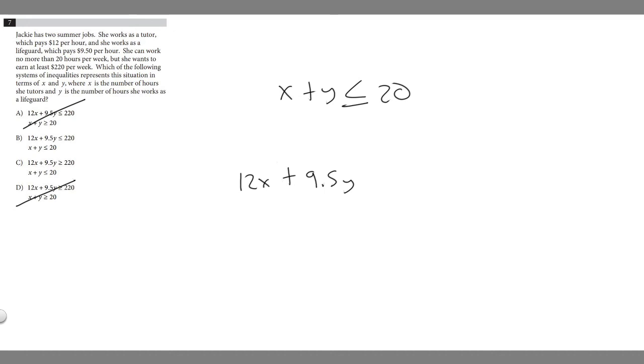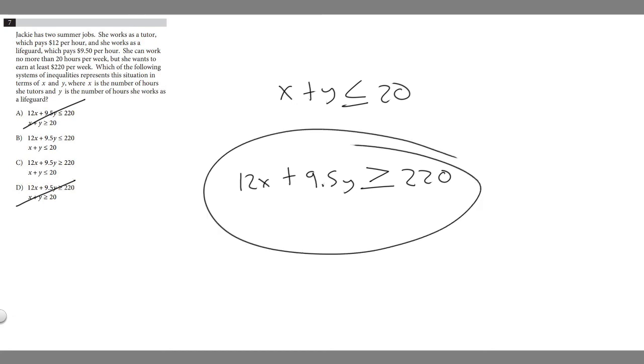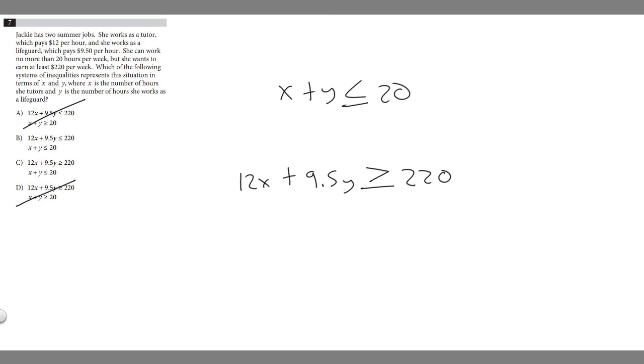And so she wants to earn at least $220. So this number can't be less than that, right? It has to be greater than or equal to 220, because this is the minimum amount she wants to earn. So this is going to be our inequality here. And if we look at B or C, B is going to be facing the other way, saying that she wants to earn less than 220, but she wants to earn at least that. So B is not going to work. And so based on what we found, the answer is going to be C. So that's going to be the answer to this problem.